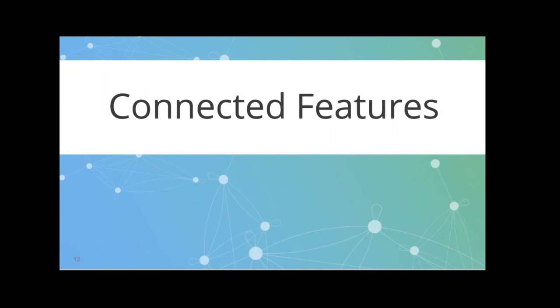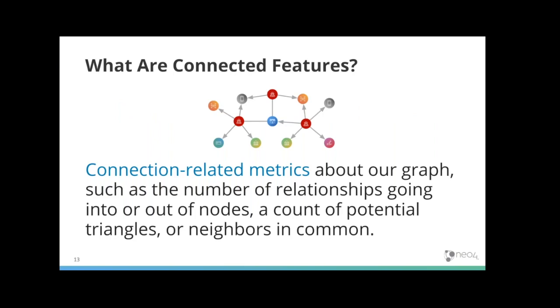Okay, so we're going to jump over and look at what connected features are, and how we go about using them. So here's a basic definition of connected features. If you're familiar with machine learning topics, they're basically features that come from a graph structure. So it's connection-related metrics about the graph, things like the number of relationships going in and out of nodes, potential triangles and the numbers of those, or perhaps neighbors in common. Those are all things that rely upon data being connected in a graph structure.